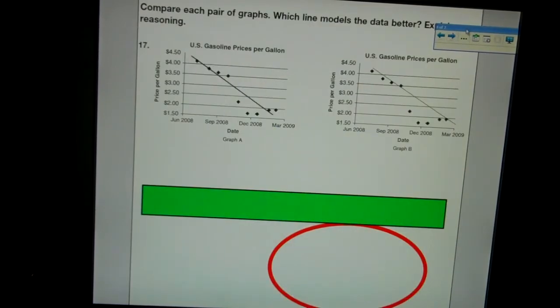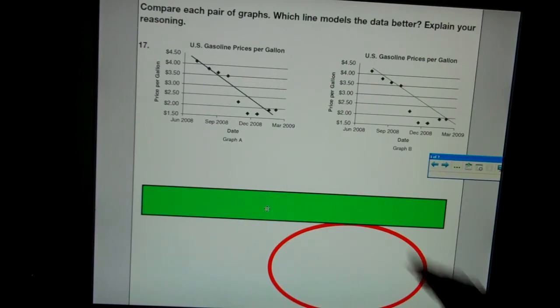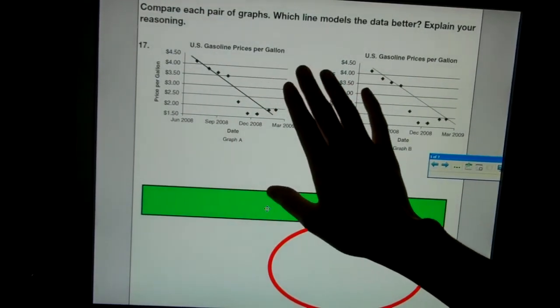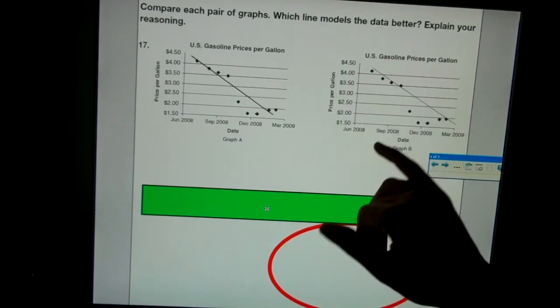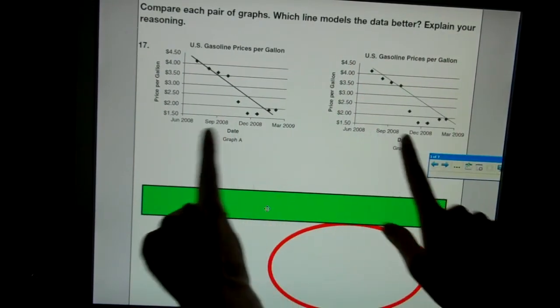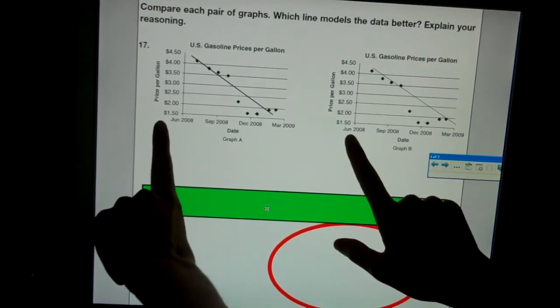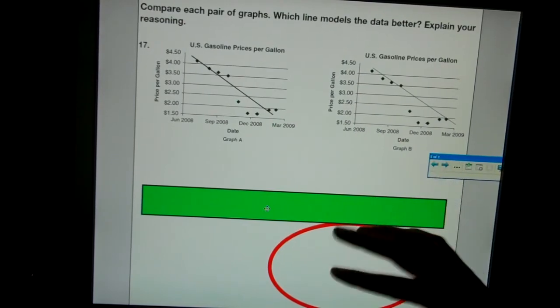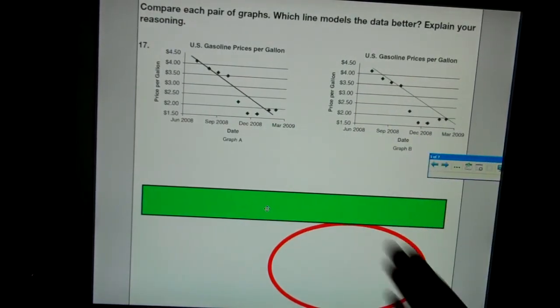Now, here's where you're going to have to look at these. Pause this for a minute and read the scenario to yourself. Compare each pair of graphs. Which line models the data better? Explain your reasoning. Here we have the same exact data: the price per gallon. X-axis, both the same. Y-axis, both the same. And in fact, all the data points are the same. But which line of best fit better models the situation?